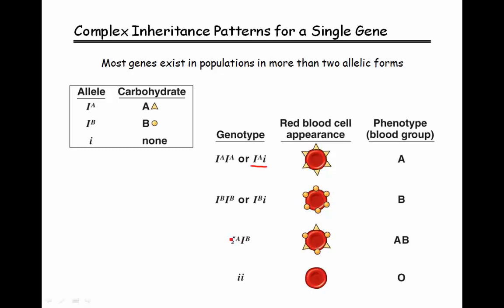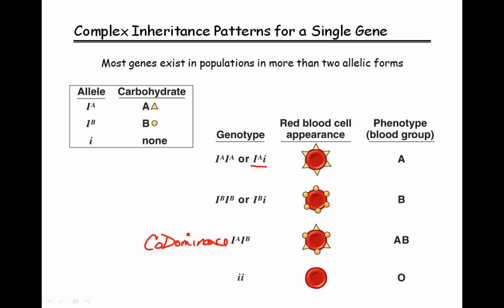If we have IA, IB, then we're going to get circles and triangles on the outside of our red blood cells, and that's what we call AB blood. This is where we have the codominance example. So notice that the IA is not covering up the IB and vice versa. We see the effects of both of them being there. If we have two of the little i's, that's going to be what we call type O blood. So there's none of these particular proteins on the outside of it.